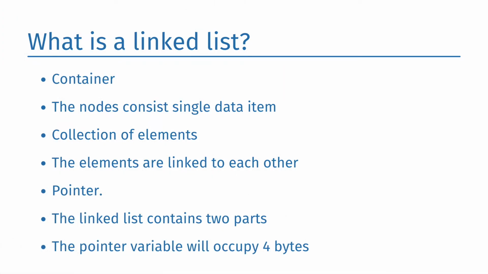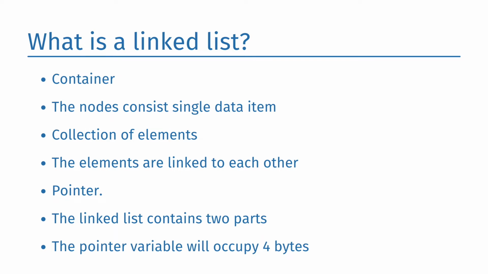First, we will understand what are linked lists. Linked lists are containers where data is stored in nodes. The nodes consist of a single data item and a pointer or reference to the next node. A linked list is also a collection of elements, but the elements are not stored in a consecutive location. The elements are linked to each other by providing the address of the next element with an element. The variable that stores the address of the next element is known as pointer.